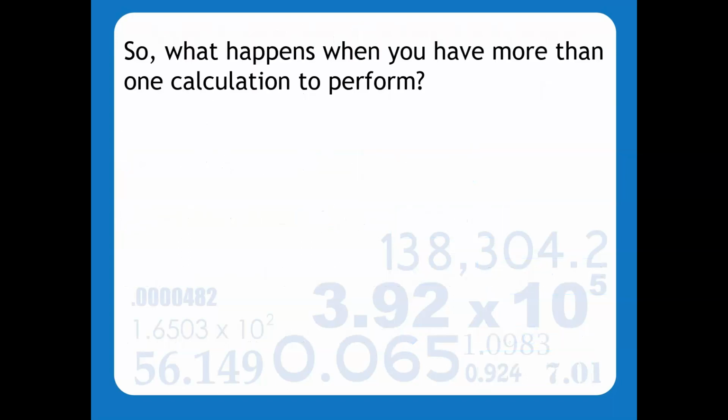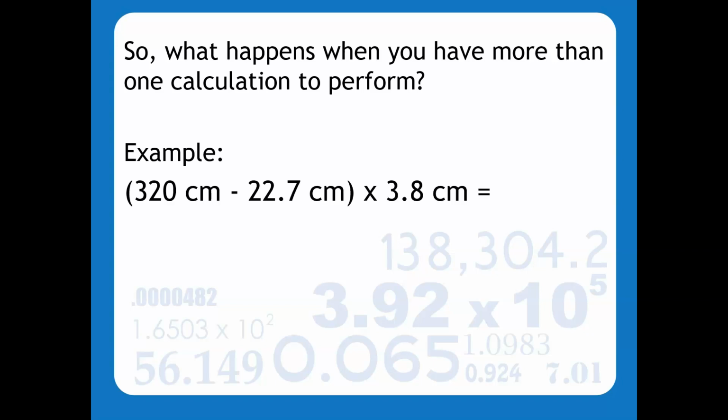So one question that I get a lot from students is what happens when you have more than one calculation to perform, right? Like maybe you've got a mix of calculations. So here's an example of that. So notice I've got subtraction in the first step and I've got multiplication in the second.